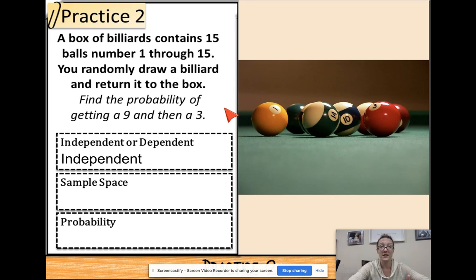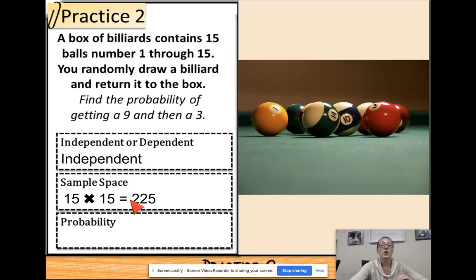So it's an independent event. Our sample space for this, well, how many possibilities, if you have numbers 1 through 15 in that box, how many possibilities are there on your first pull? There are 15. You're putting back what you pick. So how many possibilities are there the second time? Still 15. And 15 times 15, because our counting principle says we multiply, gives us 225.